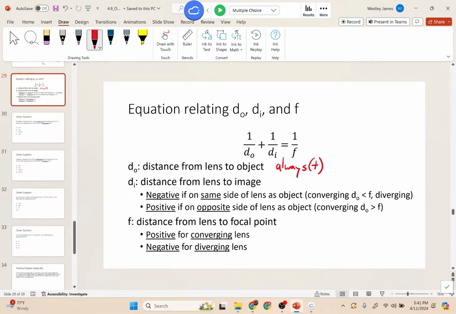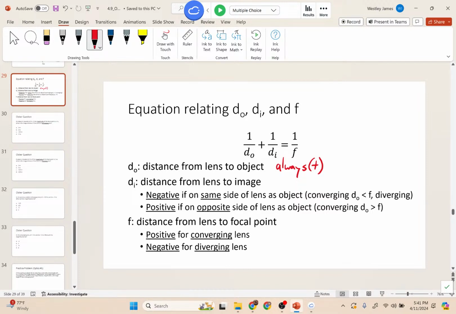F is always positive for converging. Converging lens, F is positive. Converging mirror, F is positive. Diverging lens, F is negative. Diverging mirror, F is negative. Rules, super easy. DI. How do you remember the rules for this? DI is positive when the light rays meet. DI is negative when they don't.